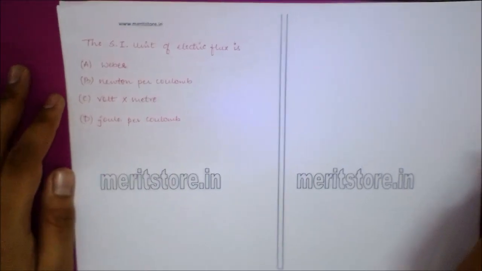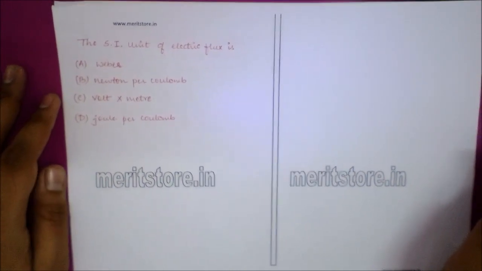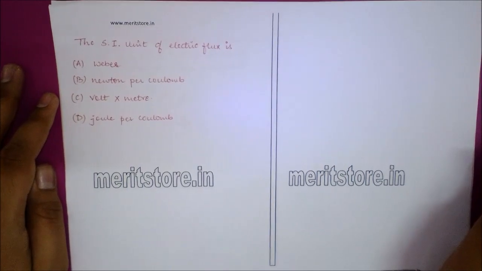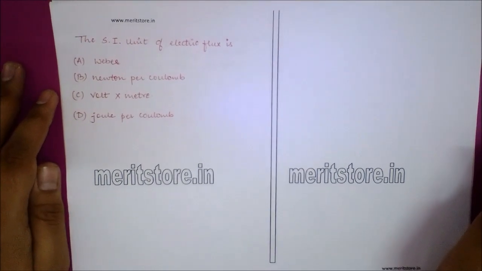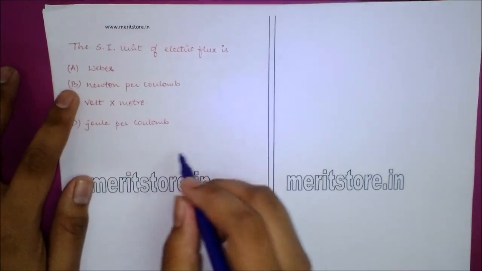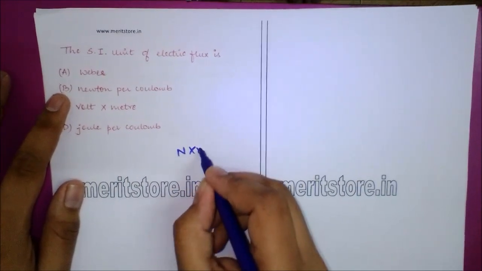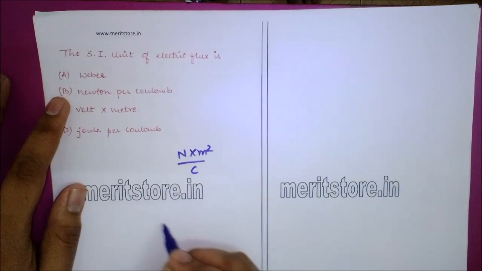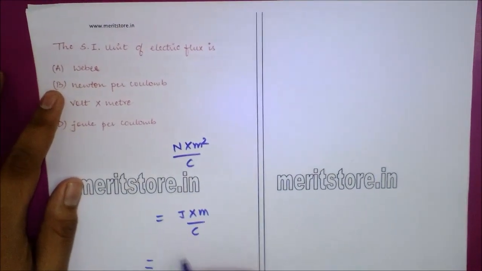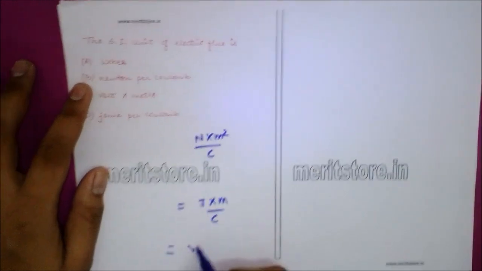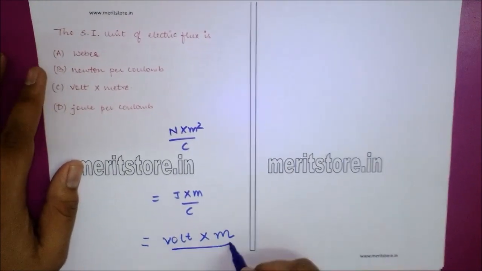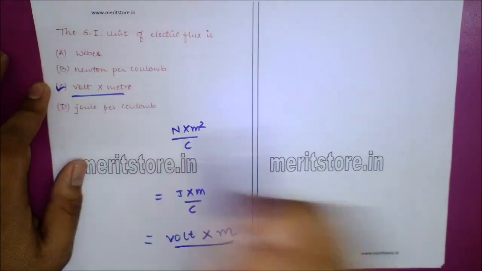The unit of electric flux is: option A Weber, option B Newton per coulomb, option C volt into meter, option D joule per coulomb. Now to solve this question, we know that the SI unit of electric flux is Newton into meter square upon coulomb, which is equal to joule into meter upon coulomb, which can then be written as volt into meter. So option C, volt into meter, is the correct answer.